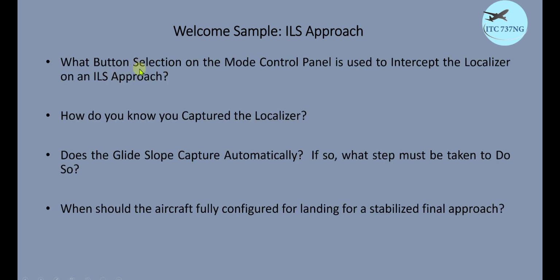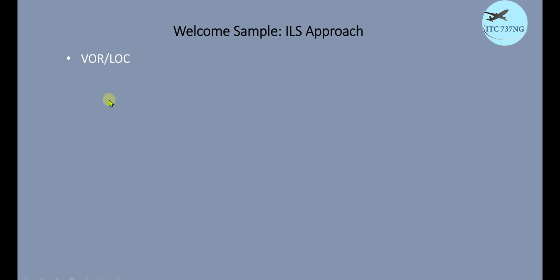The answer to the first question is VOR LOC. Let me go back on the slide here so we can see what that was. What button selection on the mode control panel is used to intercept the localizer on an approach? It is the VOR LOC. In order to get a lock-on to the localizer, the white arm in the roll window is going to change to a green VOR LOC in that roll window on the FMA. The FMA is a very important instrument to confirm what's happening and what you are attempting to execute.